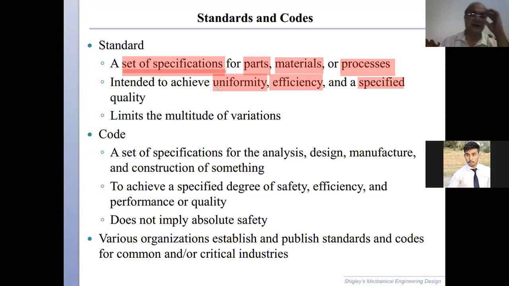So, jaise abhi humne kaha ki uniformity, efficiency, and specified quality. So, what does this mean? Uniformity means that if we are talking about a standard part, that standard part will be uniform. Each of those parts will meet some criteria, with the same dimensions, the same material, the same features. So you can basically go ahead and buy that part very readily, because these parts are all the same. For example, there is a standard bearing, so you would just go to a hardware store or to a supplier and order a standard bearing that will have the same dimension.